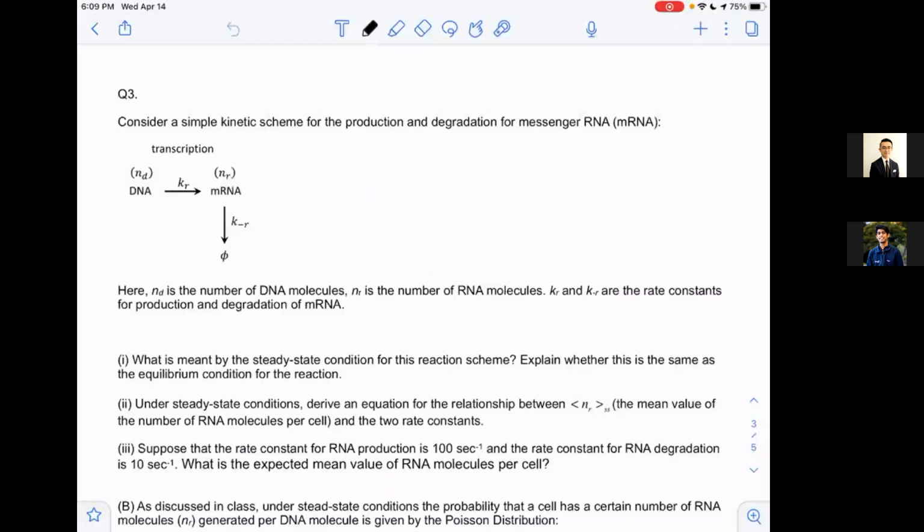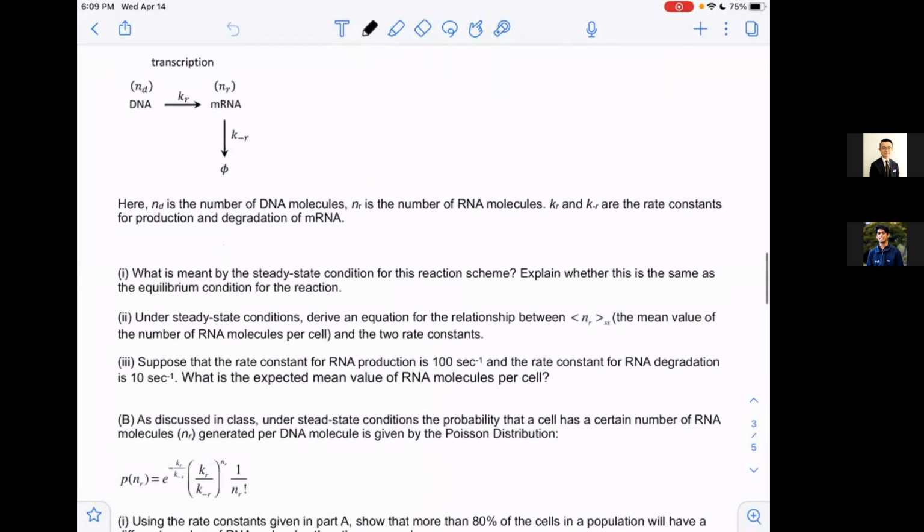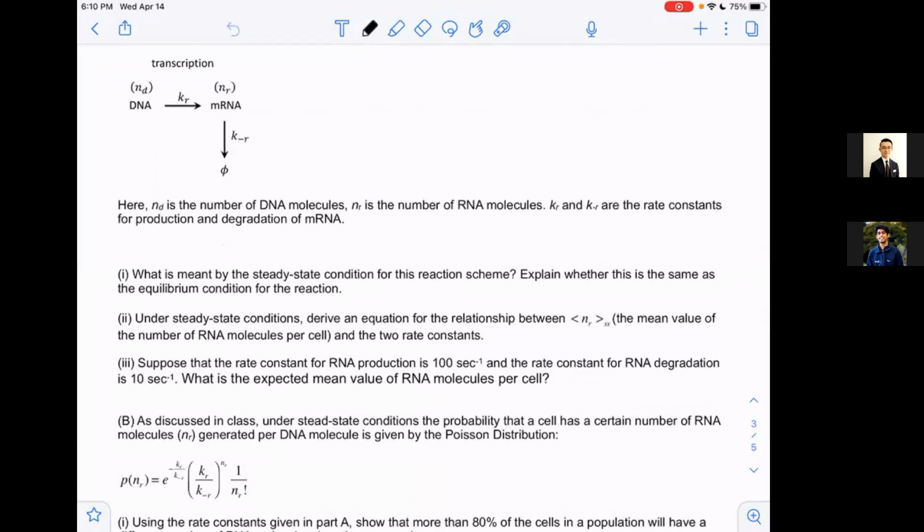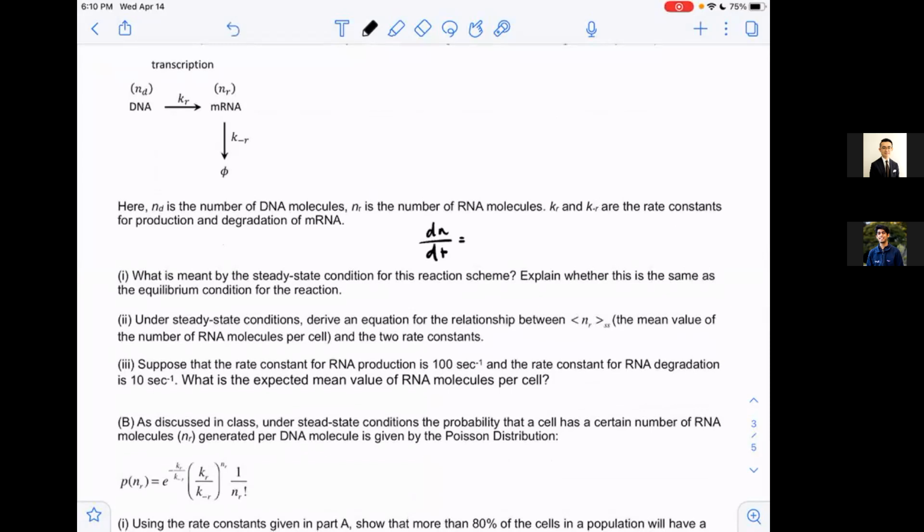All right, cool. So question 3 is about steady state. We can start with part A, which is basically asking what steady state means and whether or not it's the same as equilibrium. So by definition, we know steady state just means that the change of molecules over time is zero. So the number of molecules in a given situation is constant.